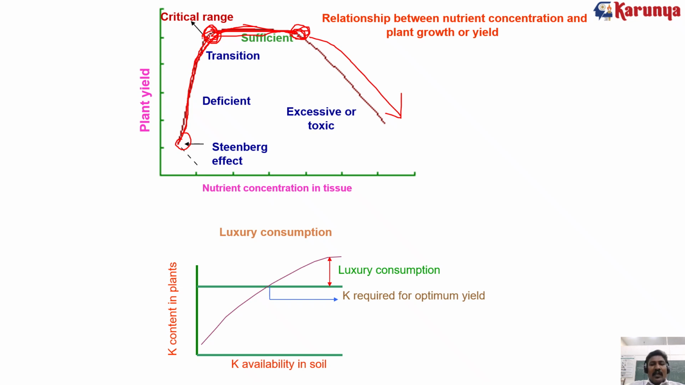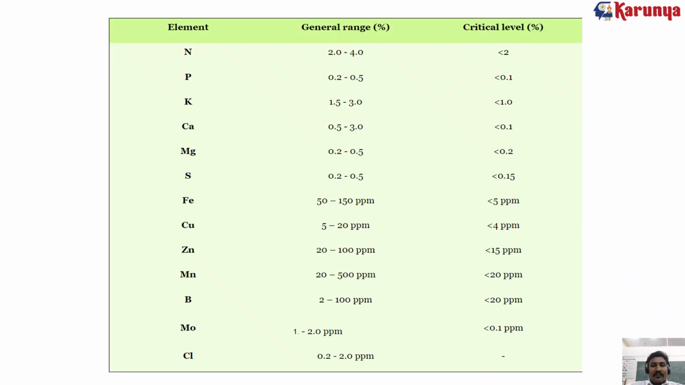And luxury consumption, which is associated with the potassium element. It is nothing but that potassium is required for the optimum yield, but the plant will consume an excess amount of potassium rather than what is required. The optimum potassium is required, but the plant absorbs an excess amount of potassium. The excess amount difference is called luxury consumption, mainly associated with the potassium element.